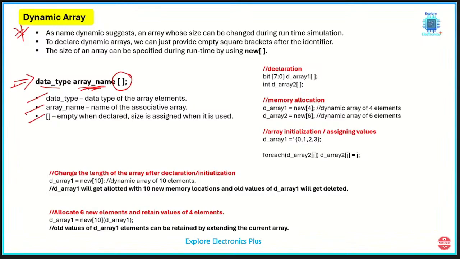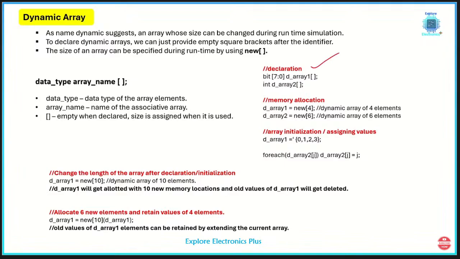You can look at the declaration first. bit [7:0] d_array1 with empty braces. These empty braces indicate we don't know the number of elements we have. It is unknown, but each and every location can take [7:0], that is 8 bits. Then we have int type d_array2. Again the size is unknown, but it will take 32-bit values by default. That is how we can declare dynamic arrays.